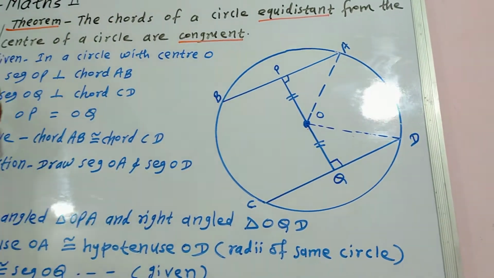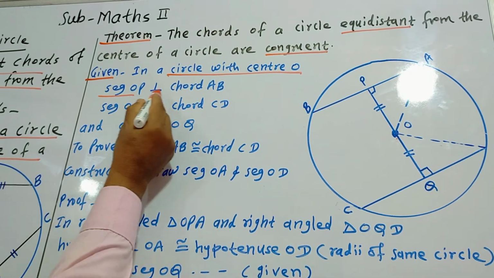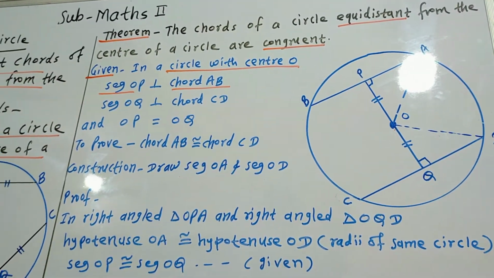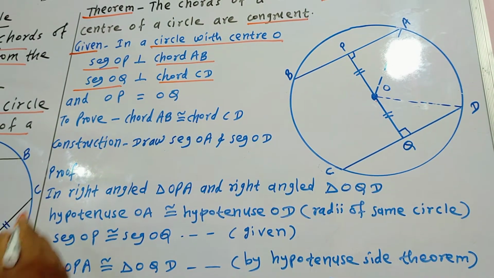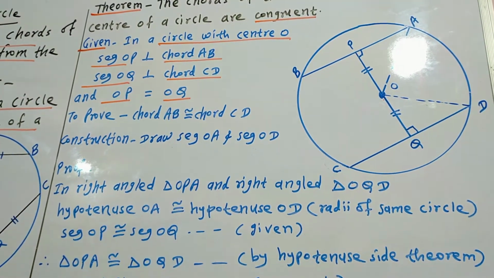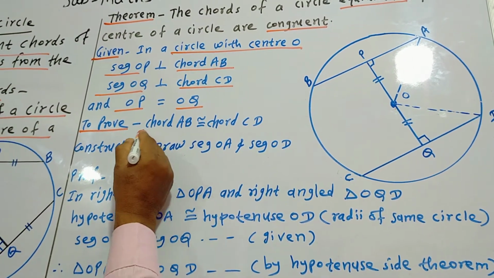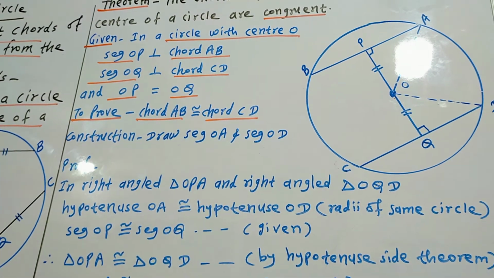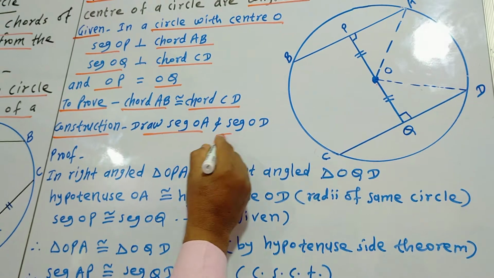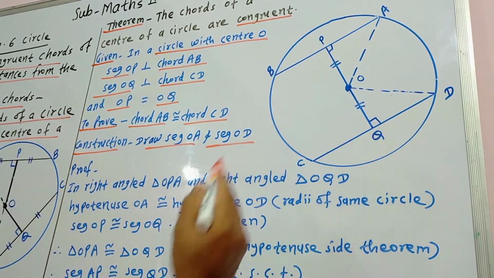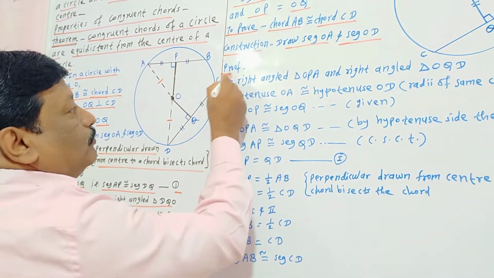Now see how to write the given. In a circle with center O, OP is perpendicular to chord AB, OQ is perpendicular to chord CD and OP is equal to OQ, chords are equidistant. To prove: chord AB is congruent to chord CD, chords are congruent. Construction: draw seg OA and seg OD. See these two dotted line segments, OA and OD. Prove.